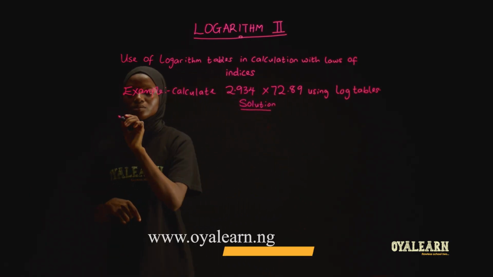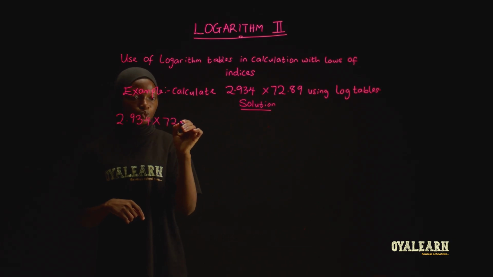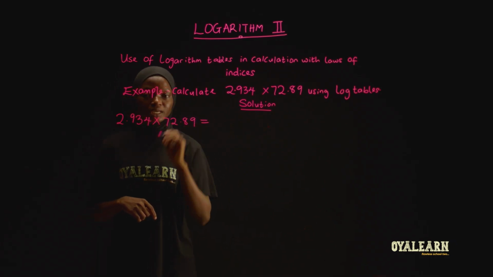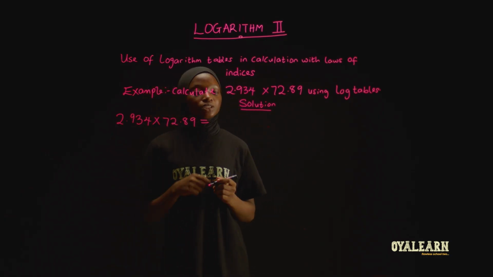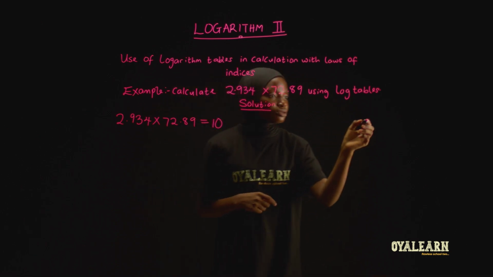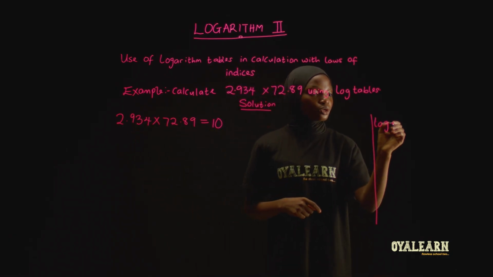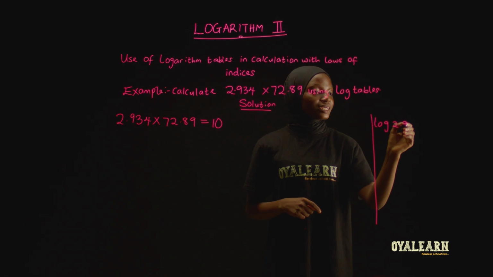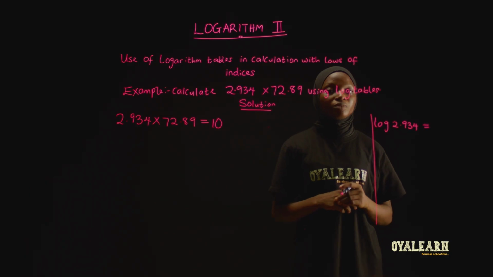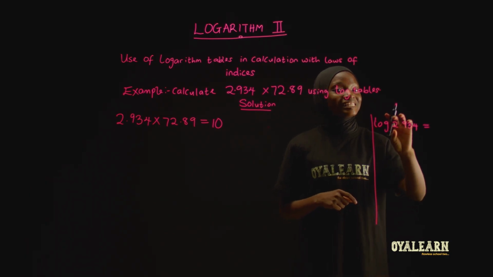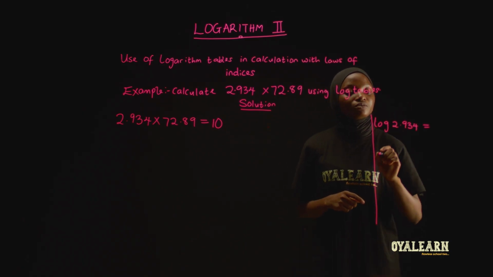We will write this number 2.934 multiplied by 72.89. Now the first thing is for us to express this as 10 raised to the power of a particular value. So to do this, we'll find the logarithm of 2.934. And to do that, we first find the integer part, the whole number we have to write out first. It's that integer when you express this in standard form.